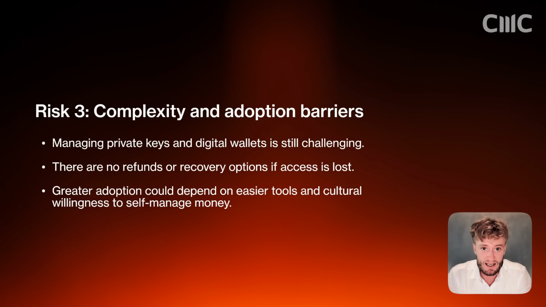The third risk is around complexity and adoption barriers. For the average person, Bitcoin can be overwhelming. Managing private keys, understanding digital security and cryptography are all unfamiliar challenges. If Bitcoin is to achieve widespread adoption, these barriers will likely need to be addressed through more user-friendly solutions. Even then, adoption is far from guaranteed. Crucially, the success of Bitcoin would also, to some extent, depend on a cultural shift. People must actually want to take control of their own money, rather than continuing to rely on trusted third parties.